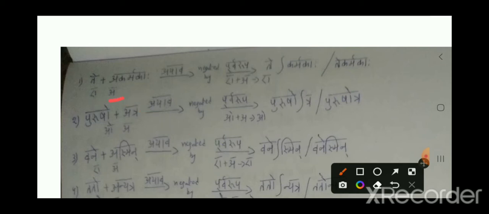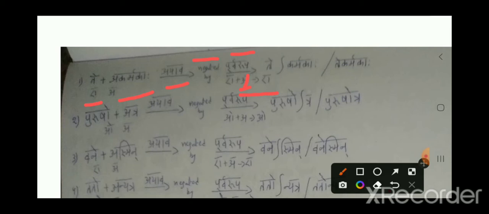This A will be hidden, only the replacement will be A. That's why te plus akarmakaha, Ayava Sandhi will be negated as it's a Purvarupa Sandhi. A plus A will become A. A will be hidden, so don't consider A. It will be dropped.